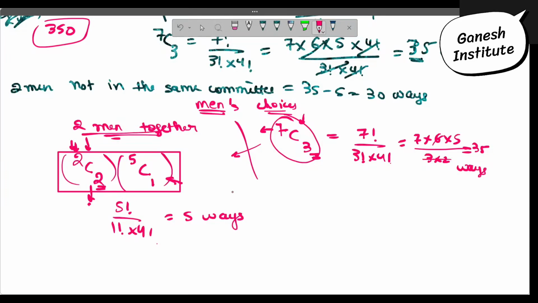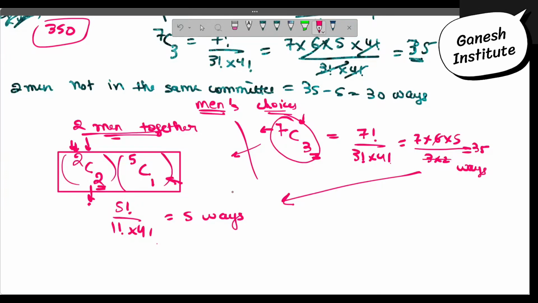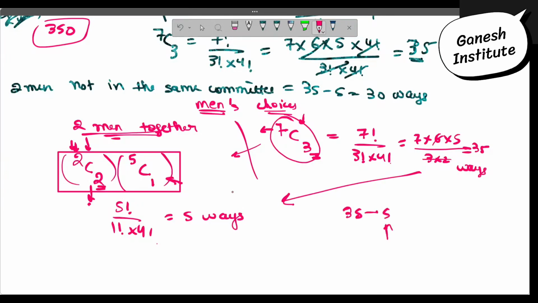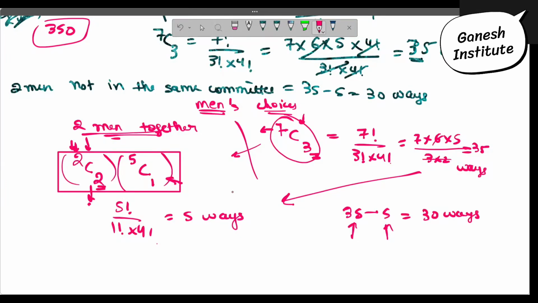Now, you don't want to keep them together. So that means just subtract these: 35 minus 5. 5 ways for them being together, 35 is total. So 30 ways those men can be selected in the committee, right? But then this is the answer for how the men have to be there.